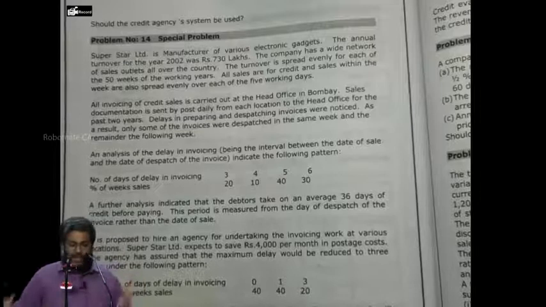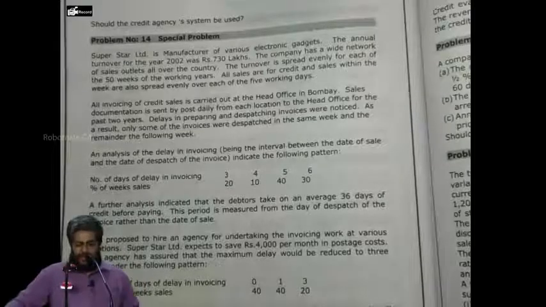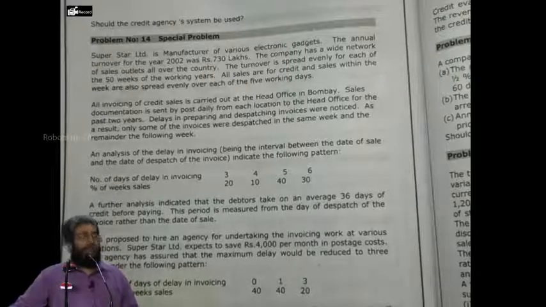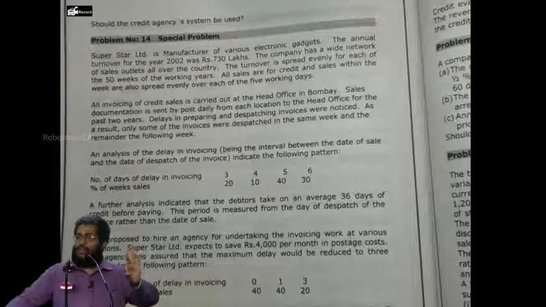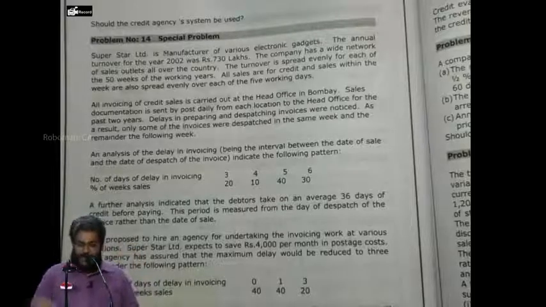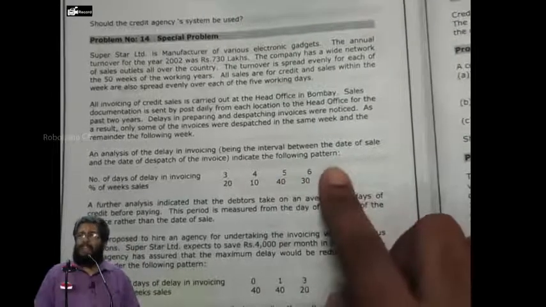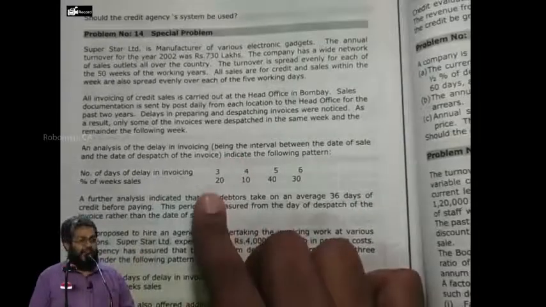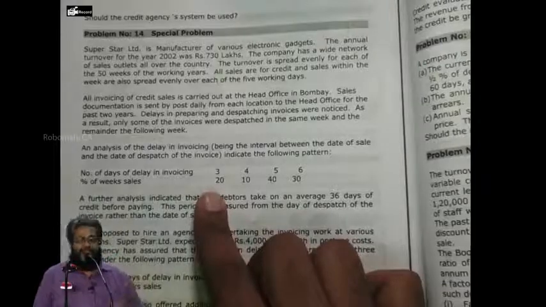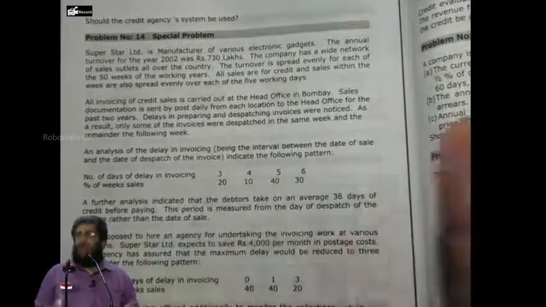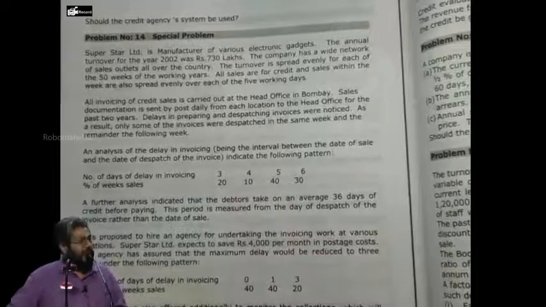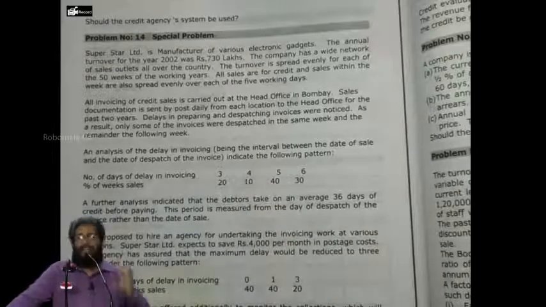No. At present, what is happening is, in the invoicing, there is a delay. From the date of sales, it may take 3 days to invoice, or 4 days to prepare the invoice, or 5 days, or how many days? Yeah? 6 days. In other words, for 20% of my sales, the delay is how many days? 3 days. Another 10% of my sales, the delay is how many days? Yeah? 4 days, and so on. Everybody following or not?